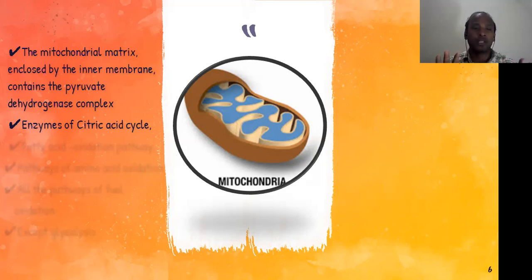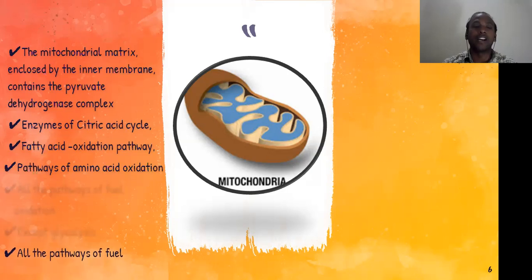This acetyl coenzyme A is a substrate for the citric acid cycle, and all the enzymes involved in the citric acid cycle, totally 8 enzymes, are present in the matrix of the mitochondria. And not only that, there are a few other enzymes, like the fatty acid oxidation pathway, which we call beta oxidation, and even the amino acid oxidation enzymes. These are also present in the mitochondrial matrix.